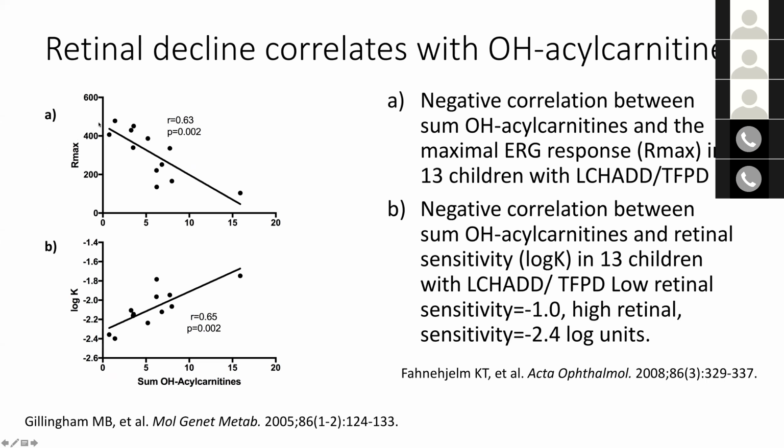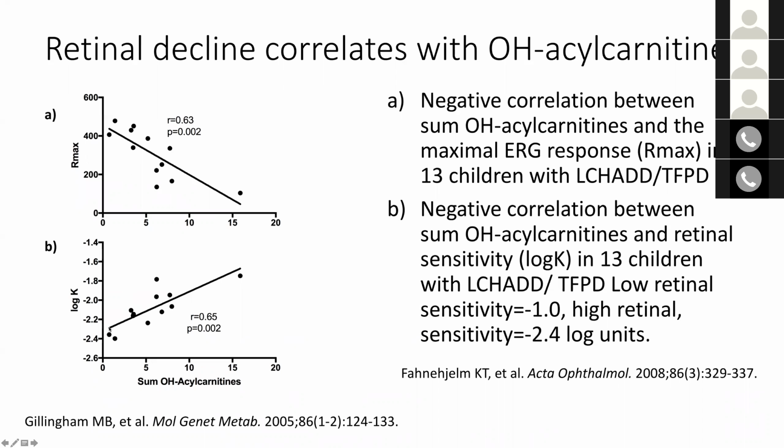So a high retinal response was associated with low, this is the sum of the hydroxyacylcarnitines. So this is high acylcarnitines and this would be low acylcarnitines. The higher the acylcarnitines, the lower the vision. Again, this is correlation, so it does not prove cause and effect, but suggests that higher hydroxyacylcarnitines was associated with lower retinal response in the electroretinogram.